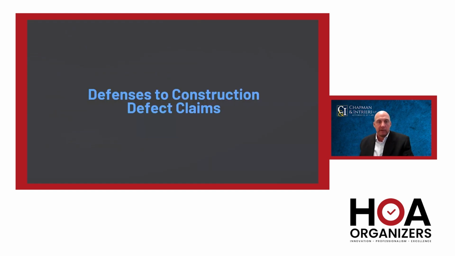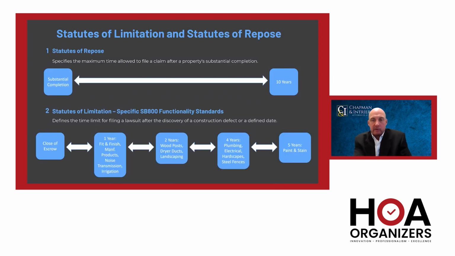So let's talk about some of the defenses to construction defect claims. The number one thing and the most important thing to be mindful of is the statute of limitations defense. There are deadlines to bring claims, and if they are not brought timely, they are forever barred. The HOA or homeowner must initiate SB 800 or file suit before the deadline expires. The absolute outside time frame to bring a claim for construction defects is 10 years from completion.